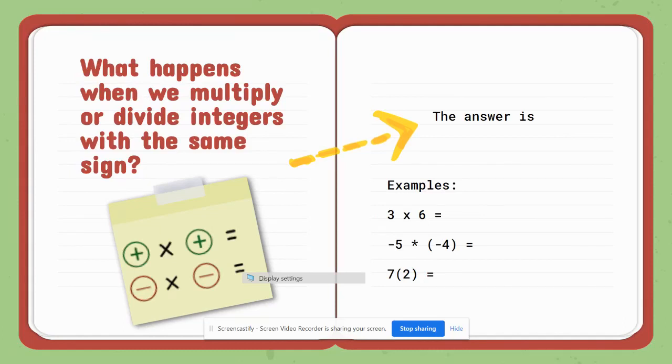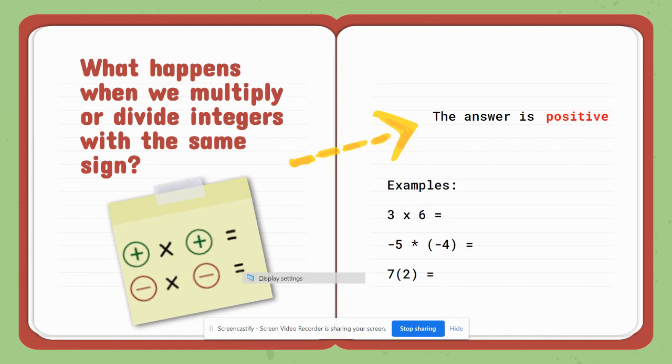Let's go over some of the rules. What happens when we multiply or divide integers with the same sign? Well, if you have two positive numbers being multiplied together or two negative numbers being multiplied together, your answer is always going to be positive.